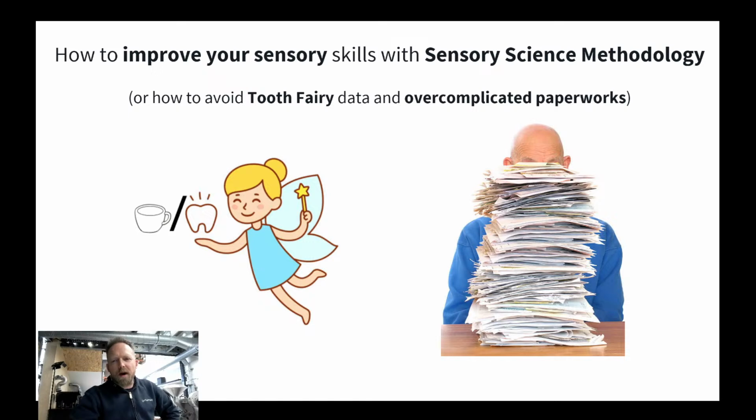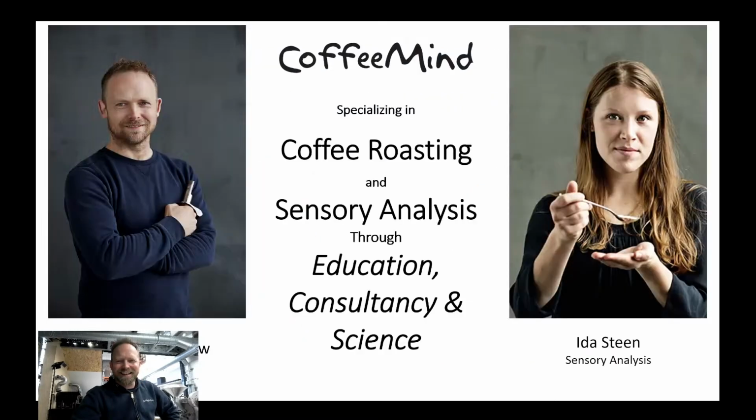And also the paper pile. For me, many of the most widespread sensory training systems ask you to fill out a lot of paperwork, which alienates you from the coffee that you're tasting by filling out things that you don't understand. Nobody does, but if it has a nice design, people are convinced.